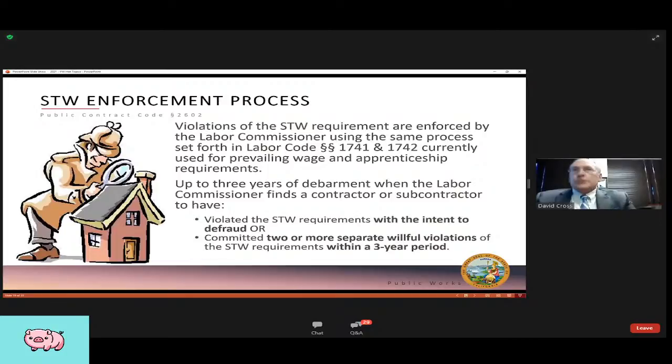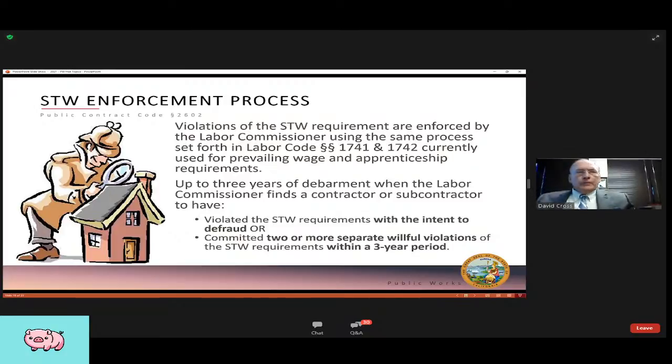So, violations of the skilled and trained workforce requirements are enforced by the Labor Commissioner using the same process which we currently use, which is issuance of a civil wage and penalty assessment. So after the deputy reviews all of the documents, does the investigation, and makes sure there's an actual violation, a civil wage and penalty assessment is issued.